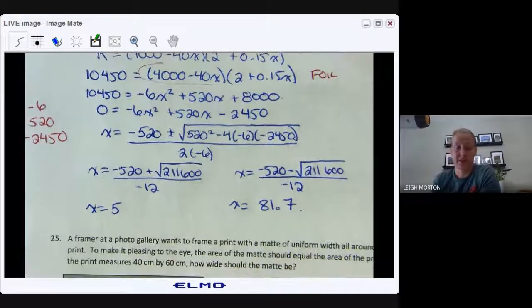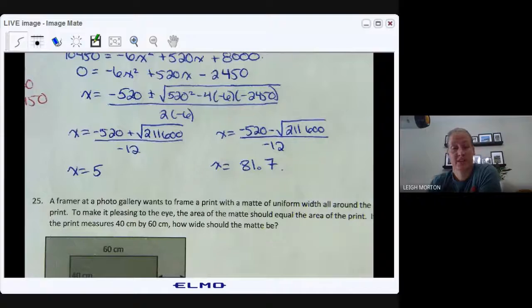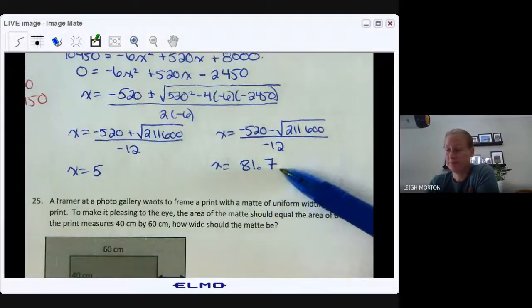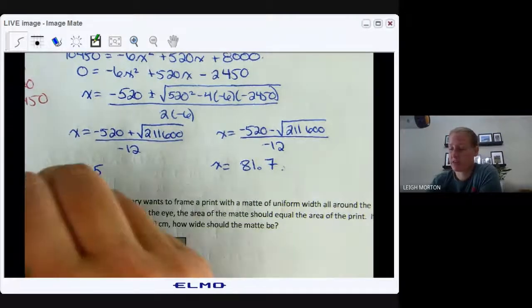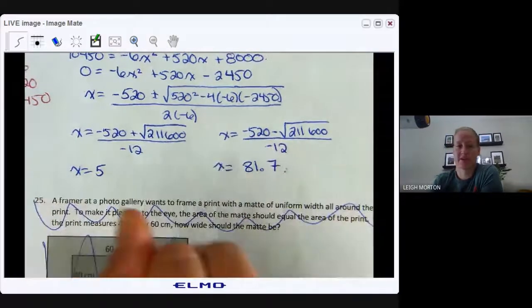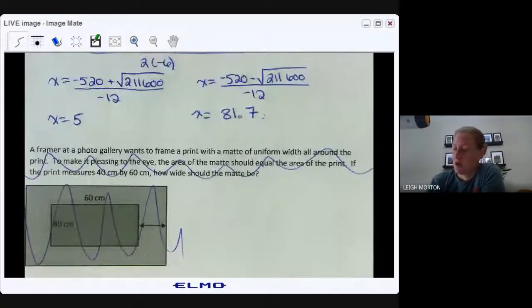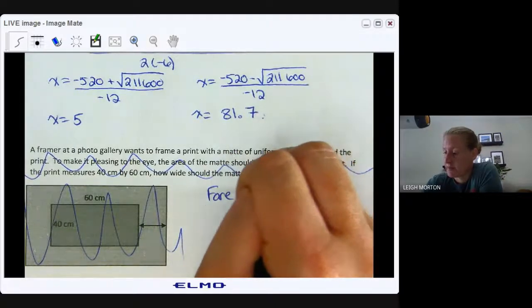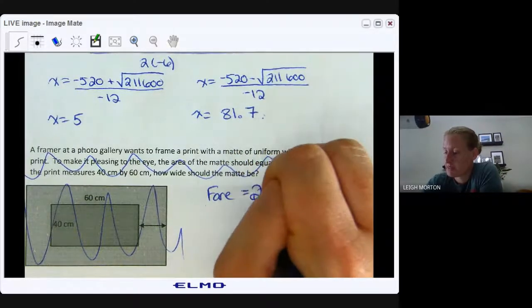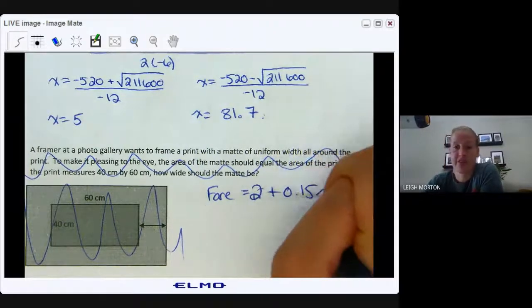All right, so I have some x values, but I'm not done. Because what does x represent? X represents the number of fare increases. And the question has asked us, what fare should be charged? We're actually not going to do this next question, so I'm just going to scribble it out so I have space to write. So our fare is $2 plus 0.15 cents for every fare increase.